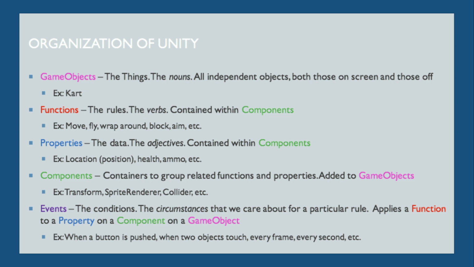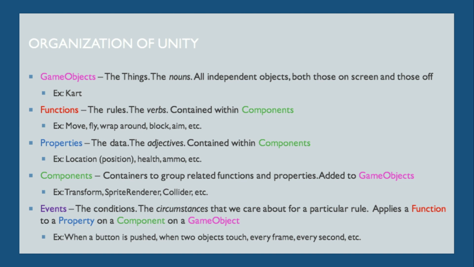All right. So in Unity you have game objects, which are not exactly the highest level of the hierarchy. Scenes are really the highest level of the hierarchy, but game objects are kind of the objects within the scene or the current state. So the game objects are sort of the things, the standalone objects in the scene. They're the nouns. They are independent objects, and they can be on screen or off screen. They're sort of in the world. For example, the kart, right?